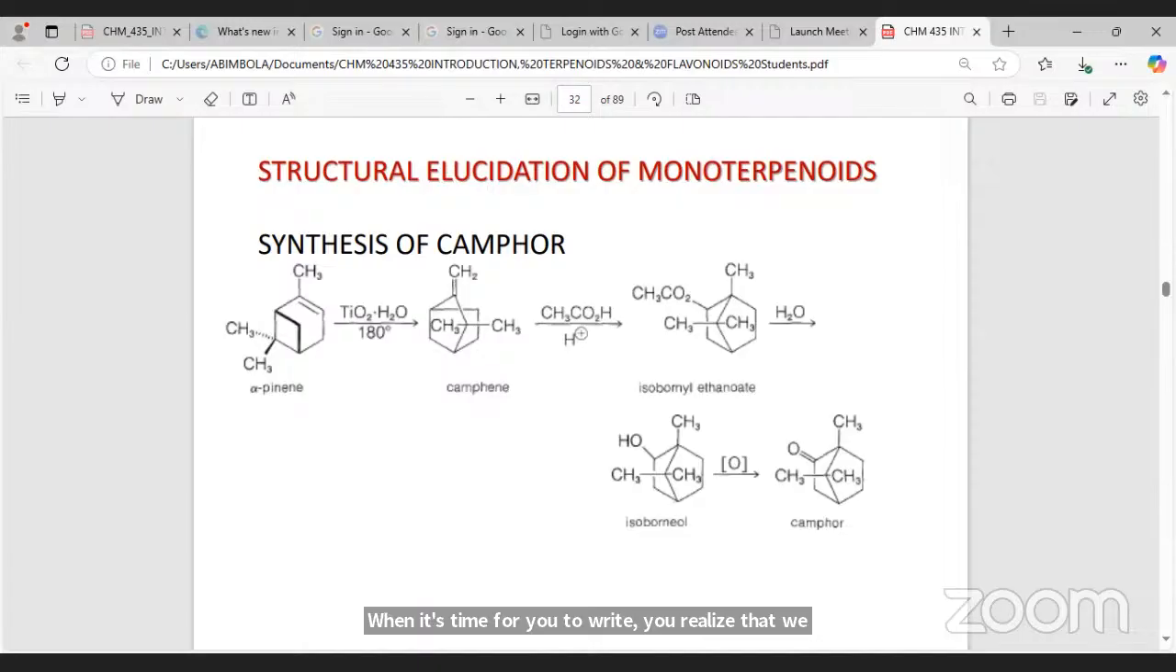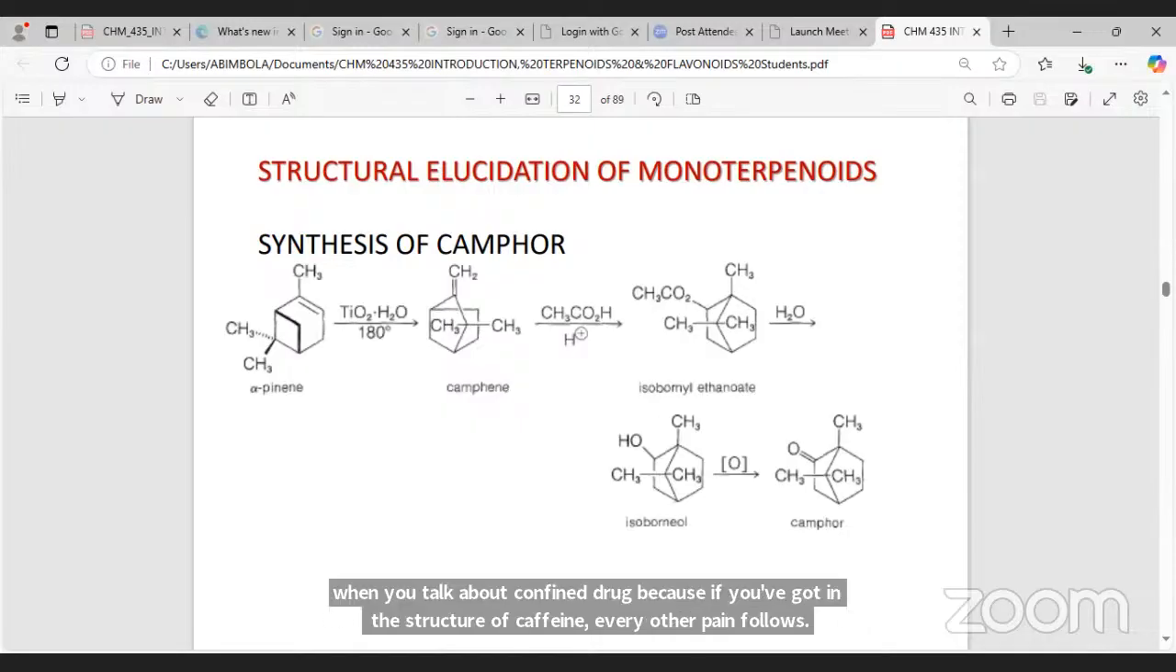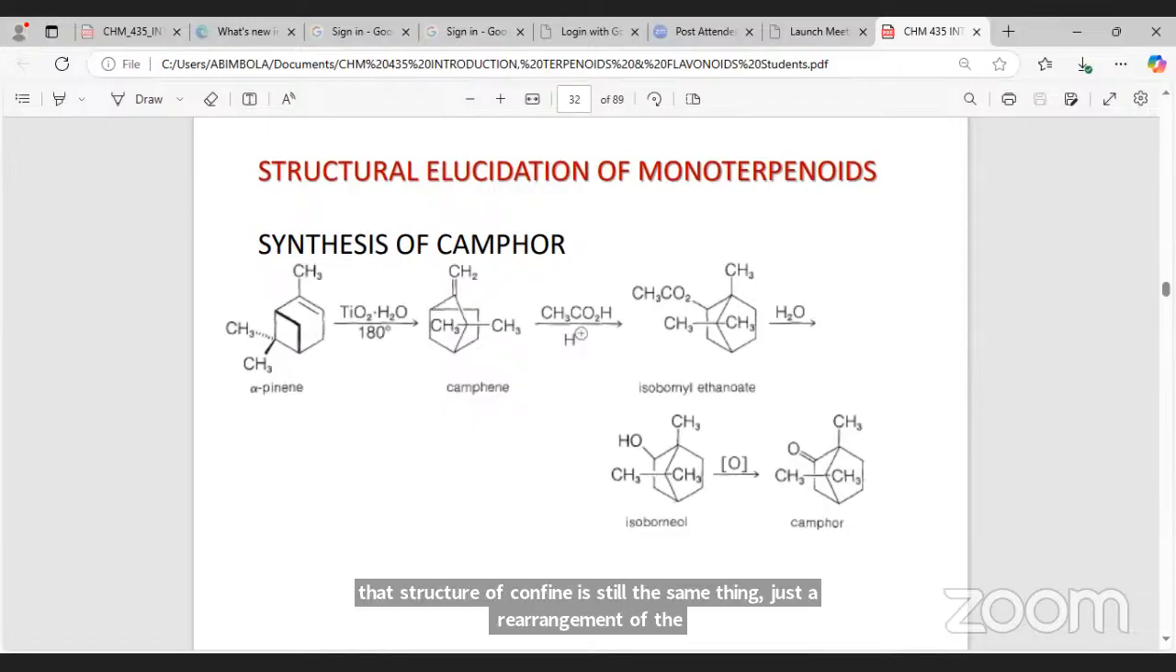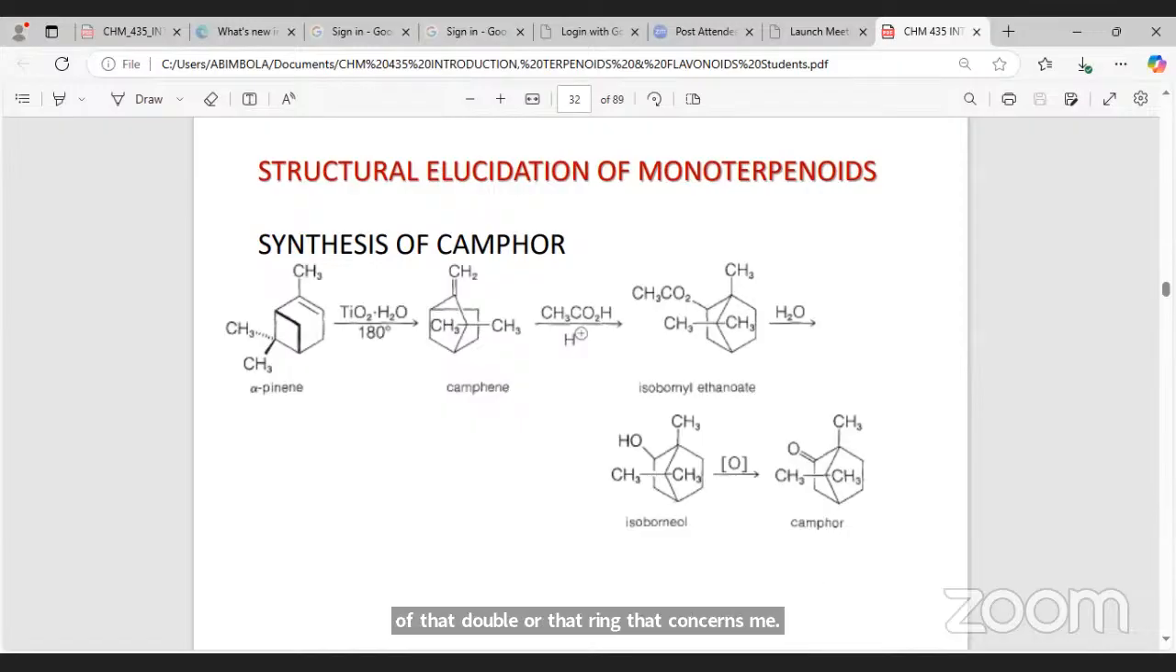Please, like this alpha pinene, draw the structure. And when you talk about camphene, draw. Because if you've gotten the structure of camphene, every other thing follows. That structure of camphene is still the same thing, just a rearrangement of that ring that contains the methyl group until you form your camphor. And remember, when you know this camphor, you're going to also know camphor as a bicyclic monoterpene. So if there is no question, can we move to the next slide?